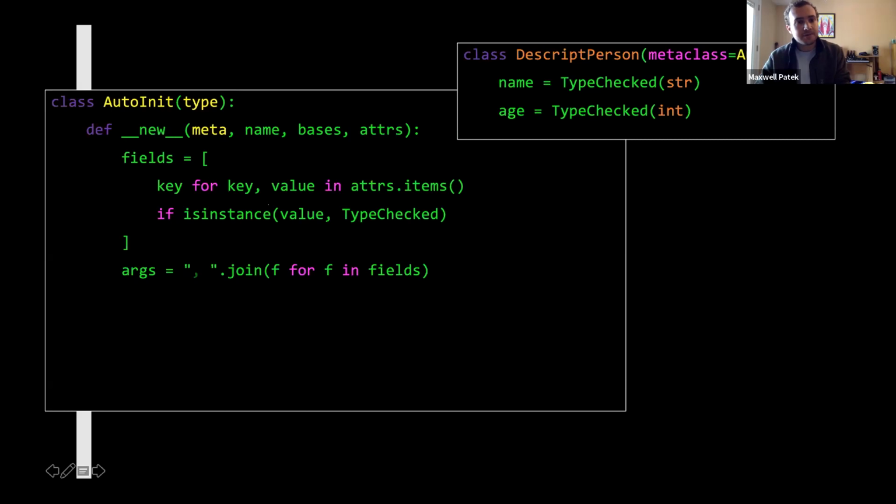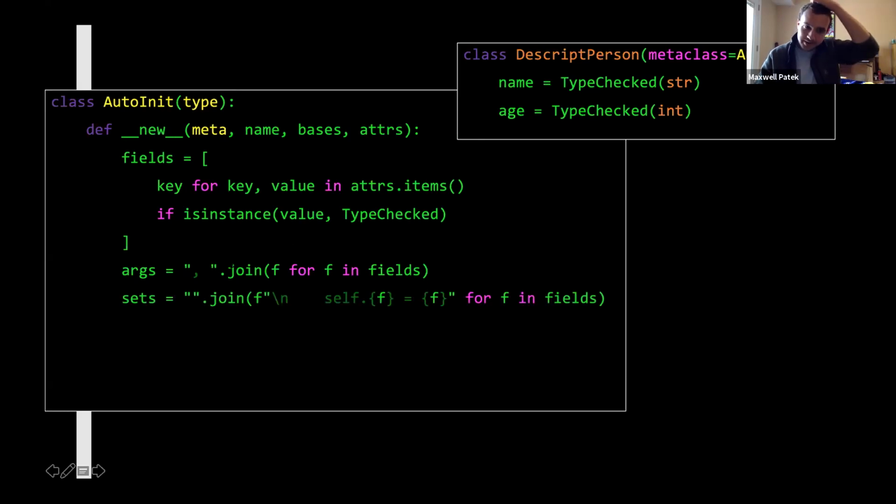And we're going to join all of those fields. So the fields are here, it's the key in the dictionary. So the fields are string name and string age. We're going to join them, comma separate them, and then construct this kind of convoluted string. It's going to be new line, 4 spaces, self dot, and then f, where f is the field, equals f, where f is the field.